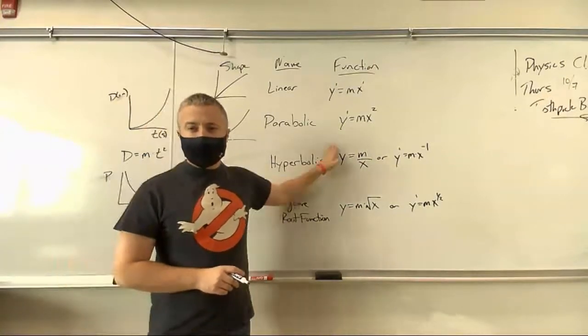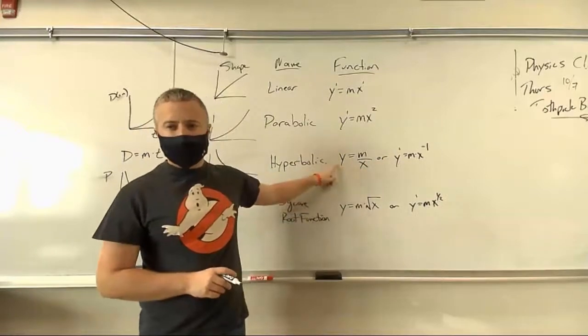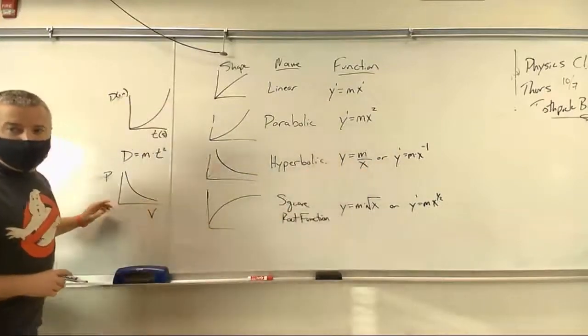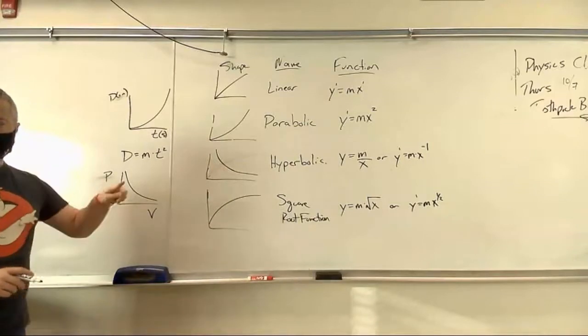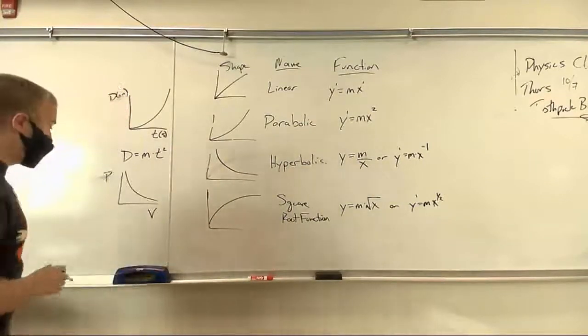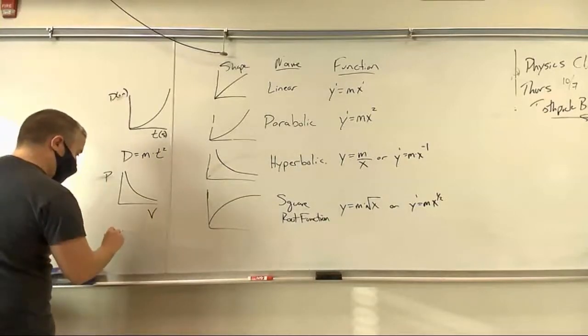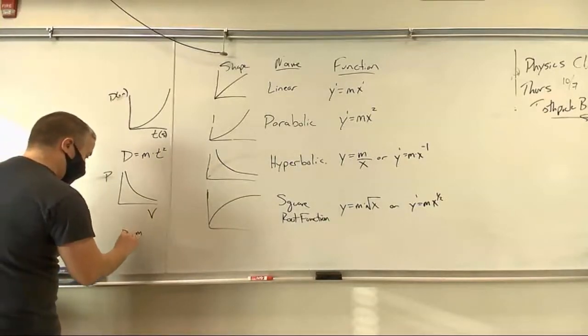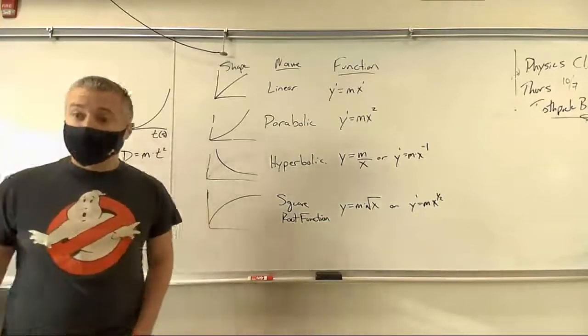So all I'm going to do is basically rewrite that again, except instead of the y, I'll write what's on the y, and instead of the x, I'm going to write what's on the x. As far as the constant m, we're just going to leave that alone for right now. So all we do is we write p is equal to m over v. And that's all you've got to do for those.